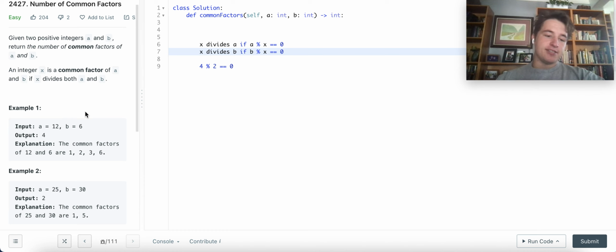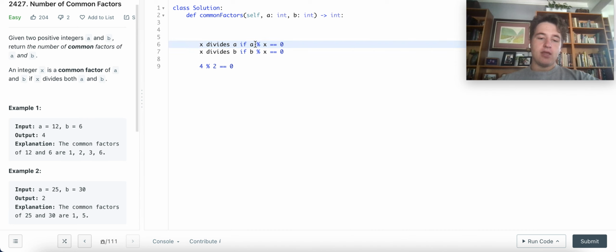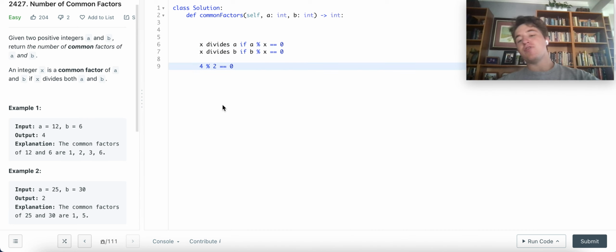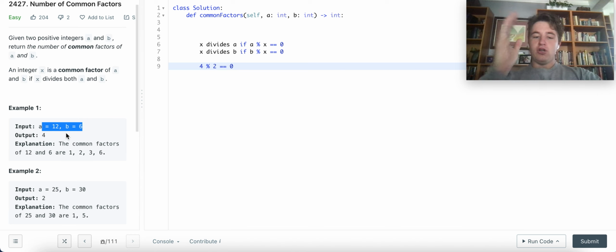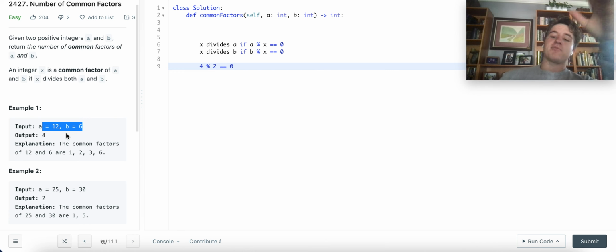So what we can do then is just check whether A and B mod x is 0 in the range of all numbers from 0 to the max, or to the min of these two numbers, right? Because something can't divide something that's greater than it. So just take the minimum number of A and B and check if each x from the range 1 to that minimum number divides both A and B.